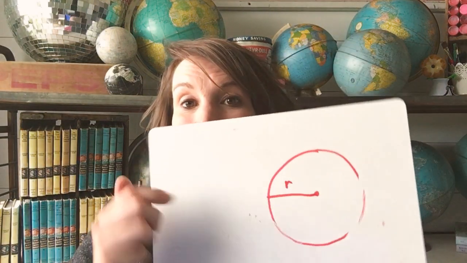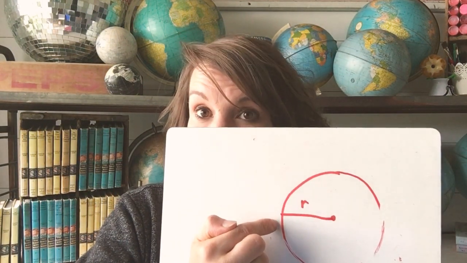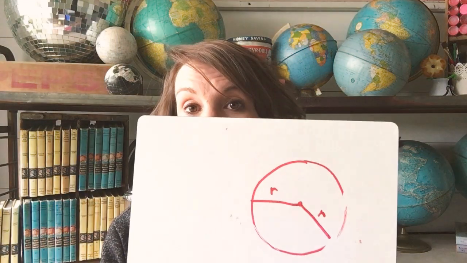So before we get into that formula, we have to talk about some terms. First term, what is a radius? A radius is the line that goes from the center of the circle to the edge of the circle. That is a radius. This would also be a radius, and this would also be a radius.